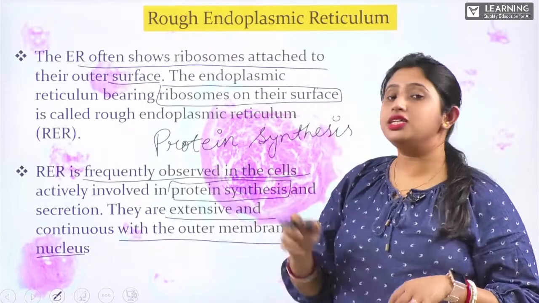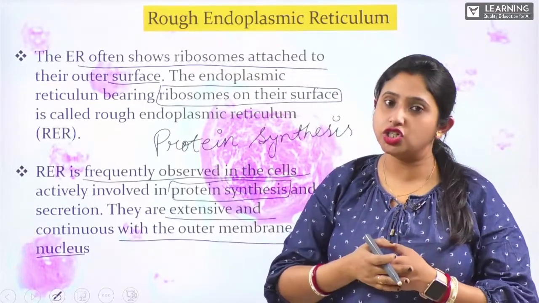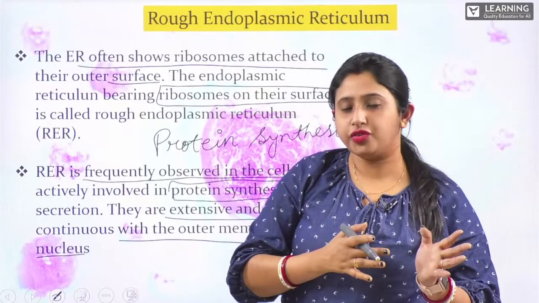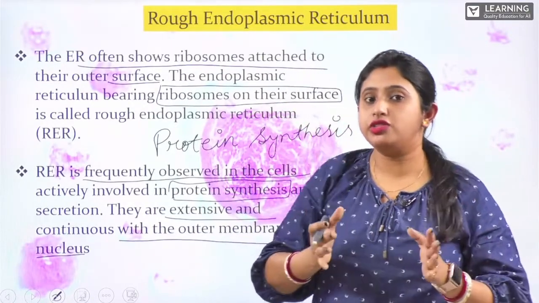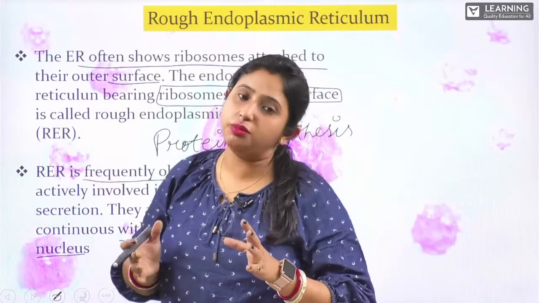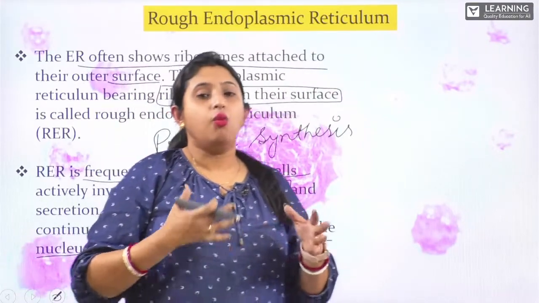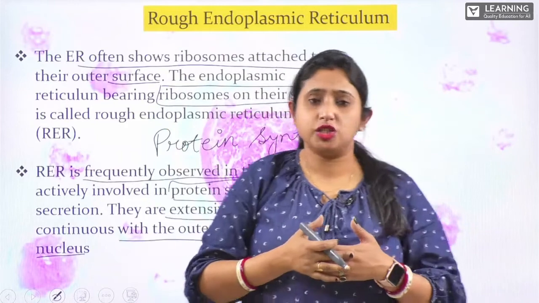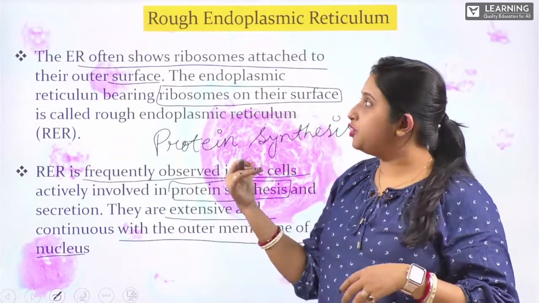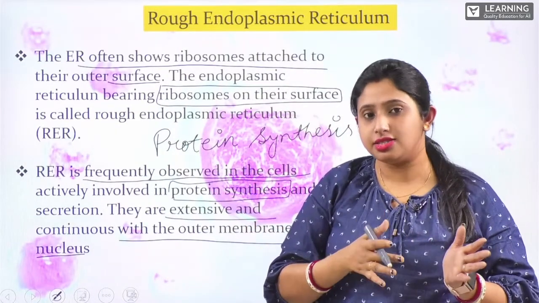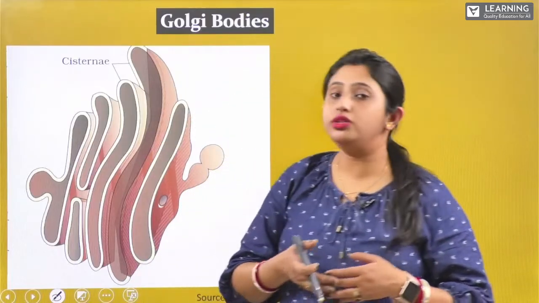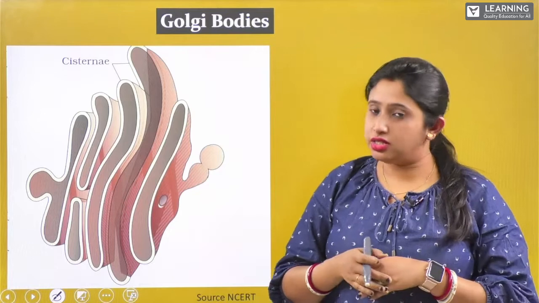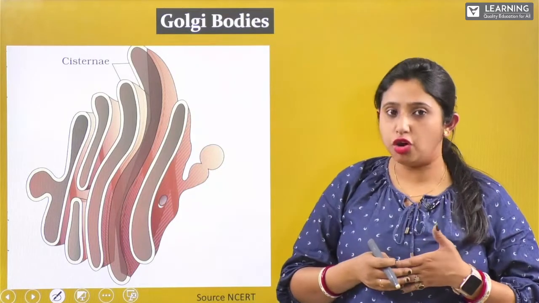Clear? So these are the functions of the smooth endoplasmic reticulum and rough endoplasmic reticulum. You have seen where the endoplasmic reticulum is exactly situated, what the two types of endoplasmic reticulum are, and what the functions of these two types, that is SER and RER, are. So now let us move to another cell organelle, that is the Golgi bodies.